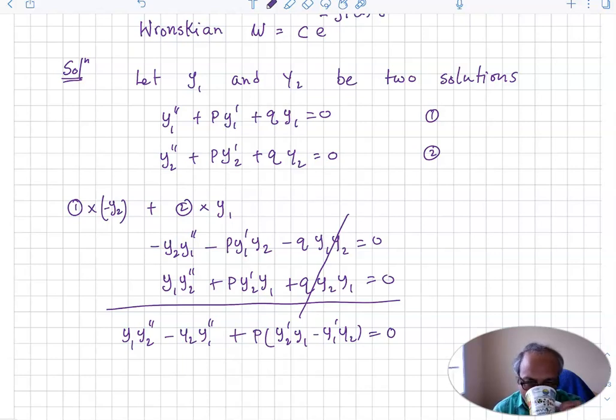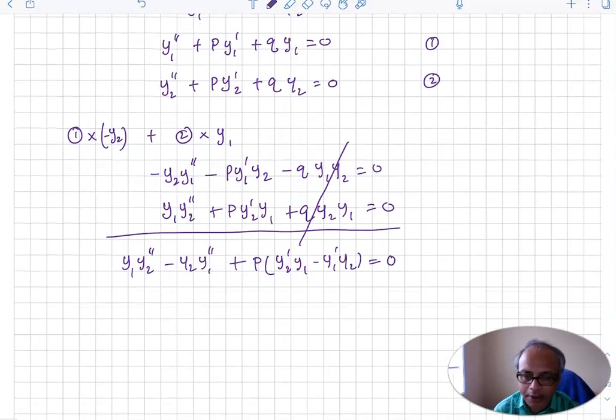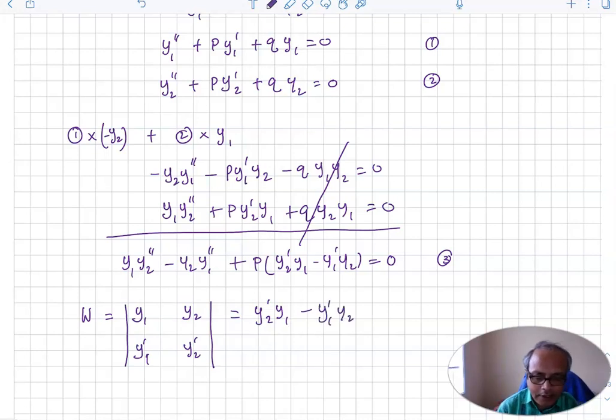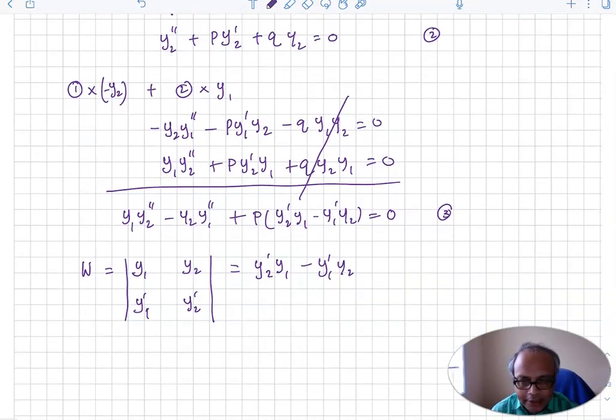So what you do next, you look at this new equation and try to relate it with the Wronskian. Let's call this new equation number 3, and now you calculate the Wronskian. By definition, the Wronskian of two functions y1 and y2 is just this determinant. In the first row you write the functions, and in the second row you write the derivatives of the functions, and then you do the cross multiplication: y2 prime y1 minus y1 prime y2. You see that in equation 3 the last term is p times the Wronskian W, so you can replace the last term with W.